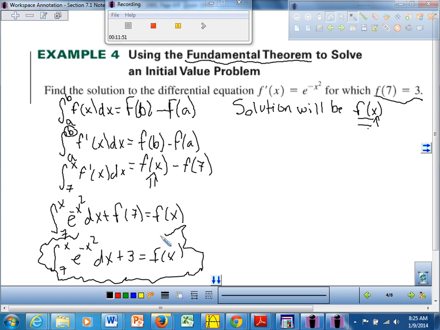My clouds are so much nicer on this board. There. Okay? So, one or two problems like that in the homework. Remember that you're going to have an integral in your solution that we're not solving. Questions? Okay. All right.